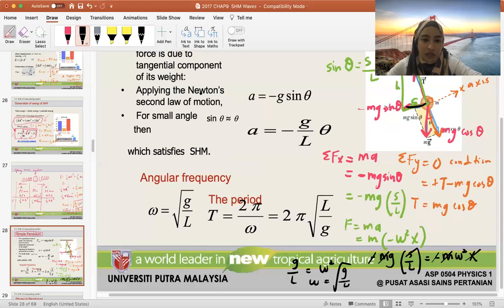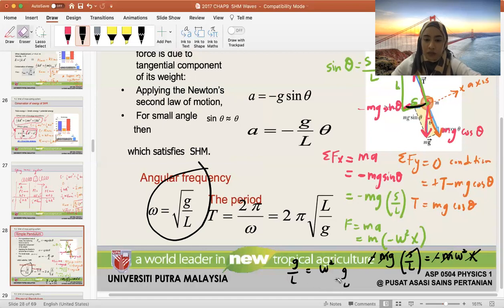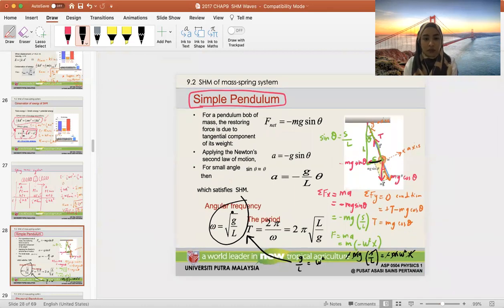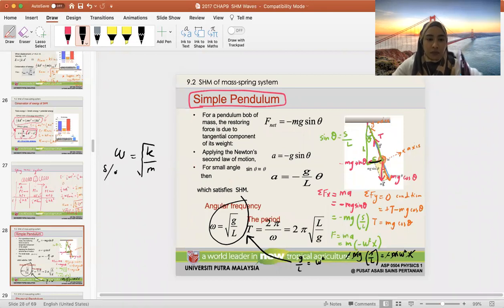Ta-da! So I got it. g over L equals to omega squared, which gives me this guy over here. So this is the angular frequency for a simple pendulum. Earlier, the spring mass system: omega is the square root of k over m. This is the spring mass system. Simple pendulum, omega is the square root of g over L.